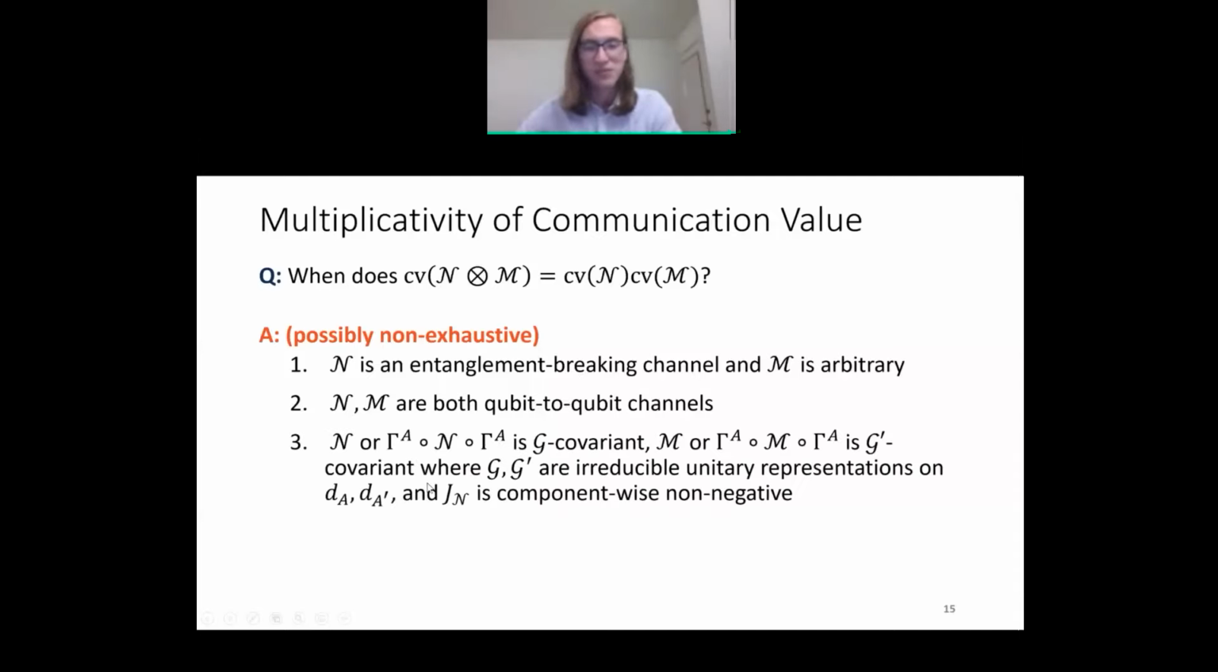And then we have this result about if both channels are covariant with respect to groups that are irreducible unitary representations on the full space, and one of them is component-wise non-negative for their Choi, then you have multiplicativity. And this component-wise non-negative is really important because otherwise the previous example we gave would satisfy these conditions. So there's something interesting going on there.